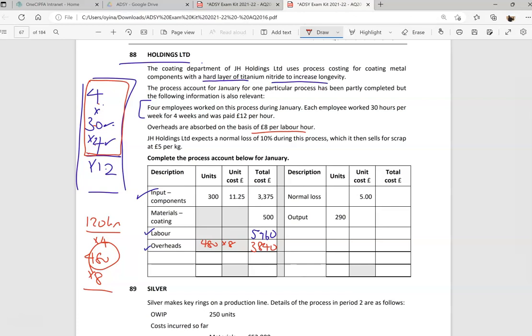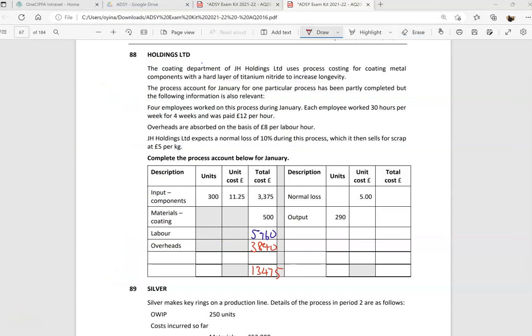This is all the input that has gone in, so let's add all of that together. 3,375 plus 500 plus 5,760 plus 3,840 gives us 13,475. I'm just going to clean this out for now. 13,475 for now.